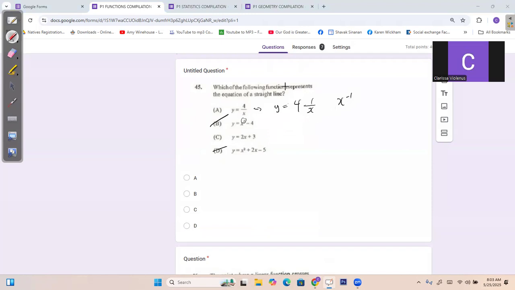And remember, what is the general equation of a straight line? y is equal to mx plus c. So the only one that looks like that, where there is one variable with a power of 1, x, and it follows the general form, is c. Answer is c.